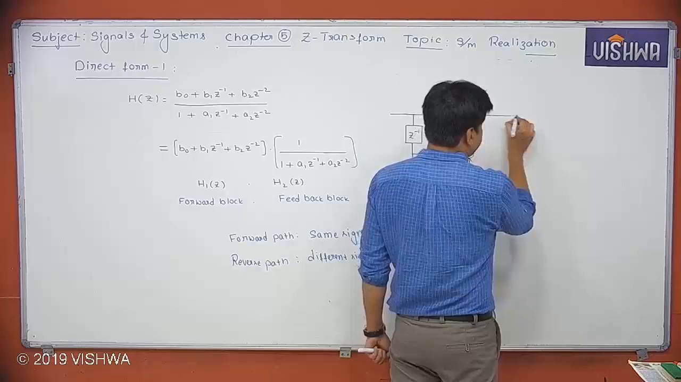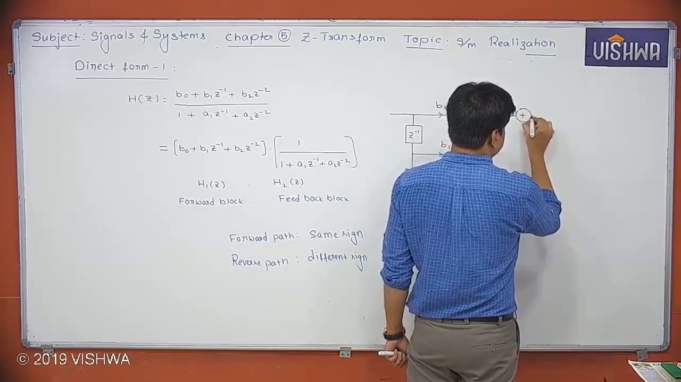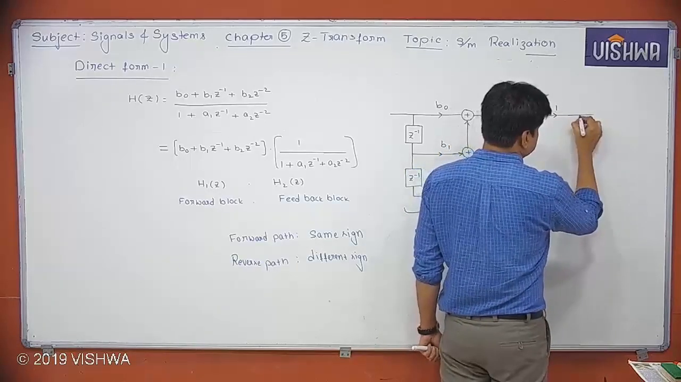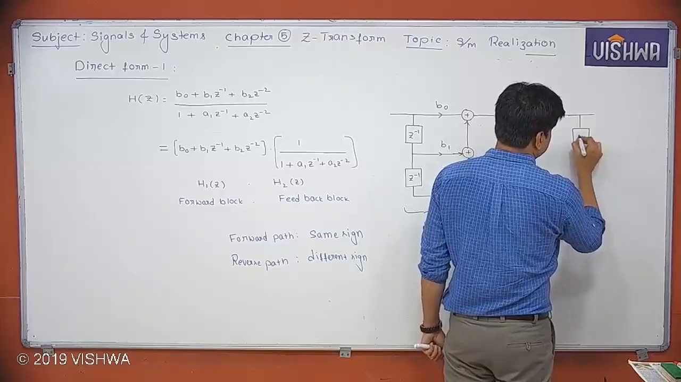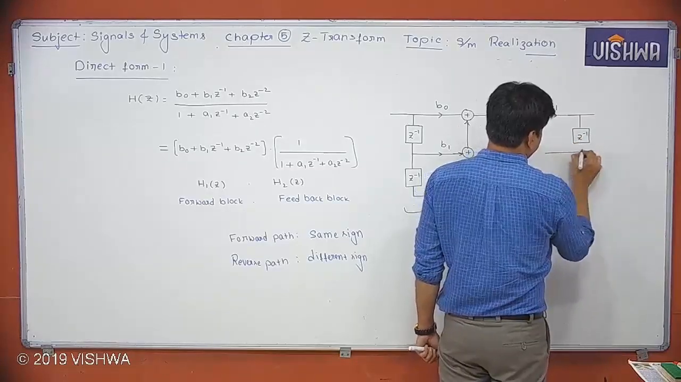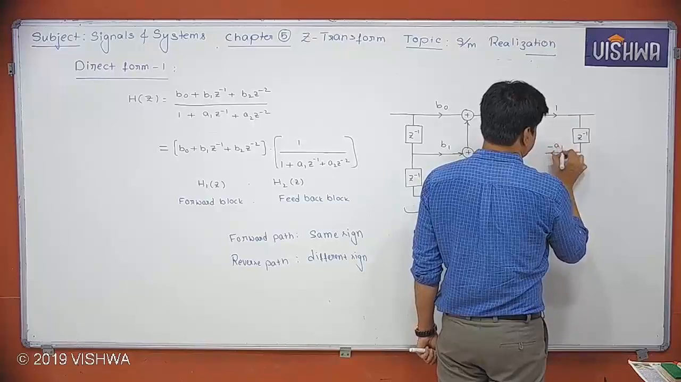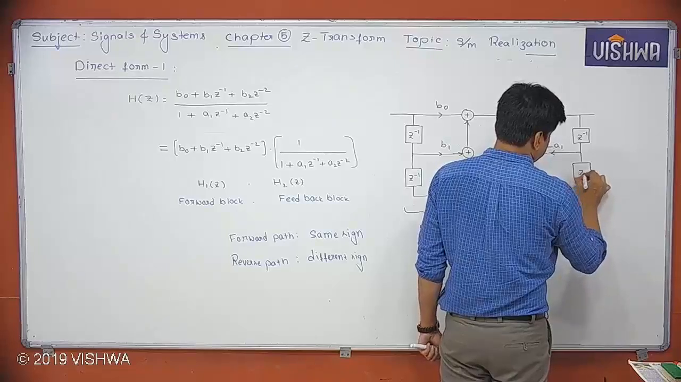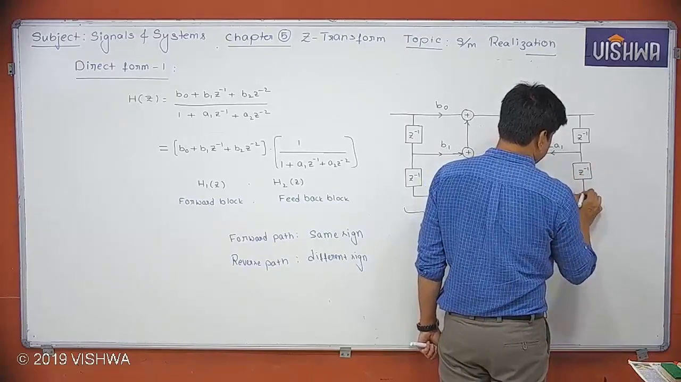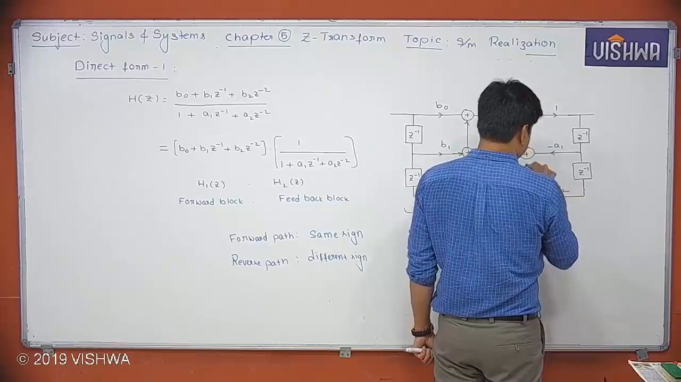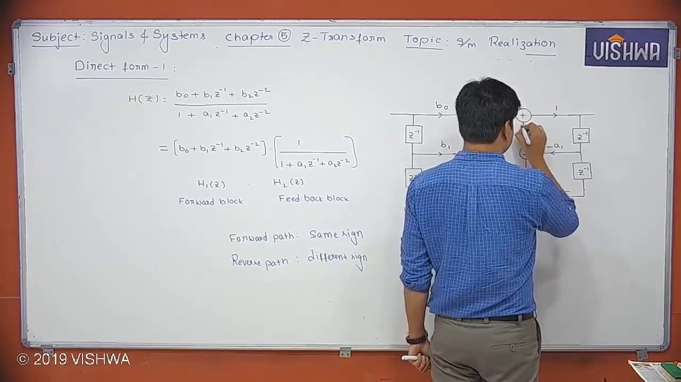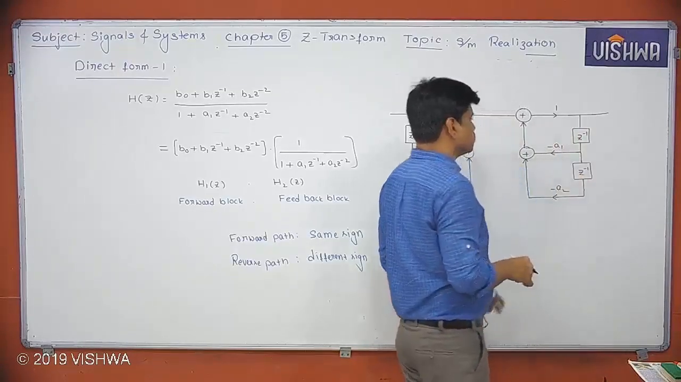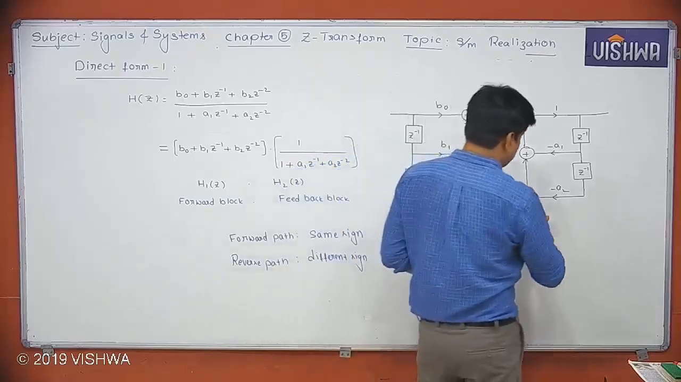Next, if it is cascade with a feedback block, let's say this is 1, Z inverse, minus A1, Z inverse, minus A2, minus. Okay. So this is the H2 object.